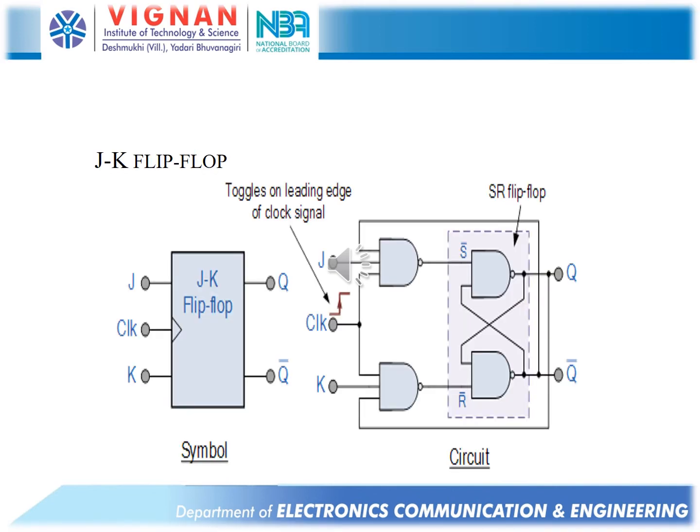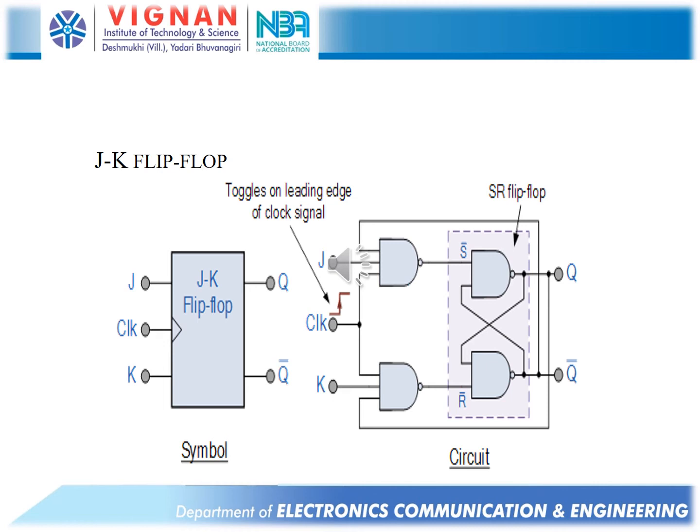Now the edge-triggered JK flip-flop. By connecting the complementary output of the SR flip-flop to the NAND gate along with the J input, and by connecting the uncomplementary output of the SR flip-flop, that is Q, to the NAND gate along with the K input, we can derive the JK flip-flop. Here we are studying the JK flip-flop in the positive edge triggering manner.